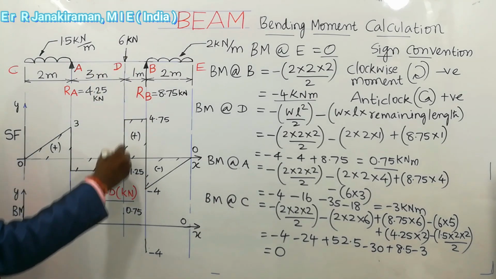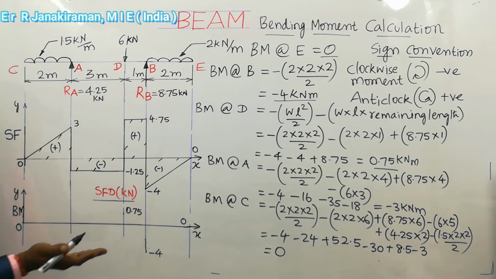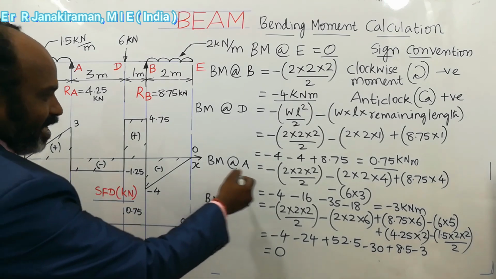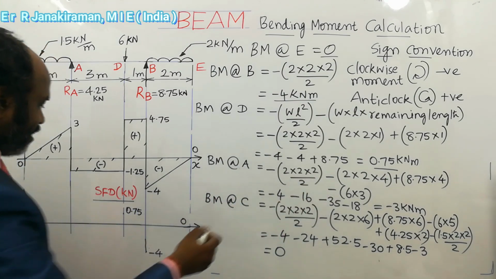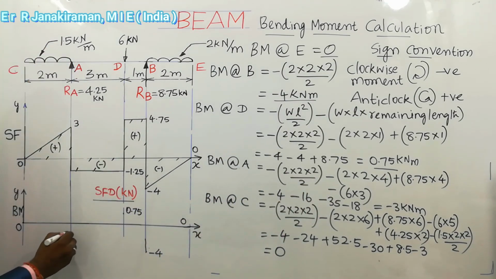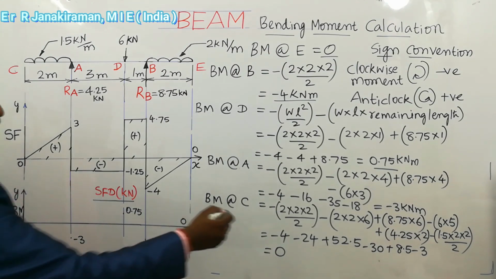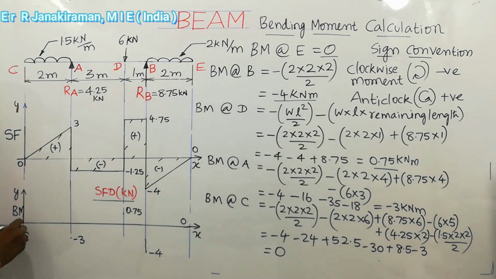We can trace this D point straight. 0.75 is positive, so above the line is a positive bending moment value. Next, the point at A is -3. So -3 is located like this. Next, the point at C is 0. Okay. So we join all these so that we get the diagram called the bending moment diagram, BMD.